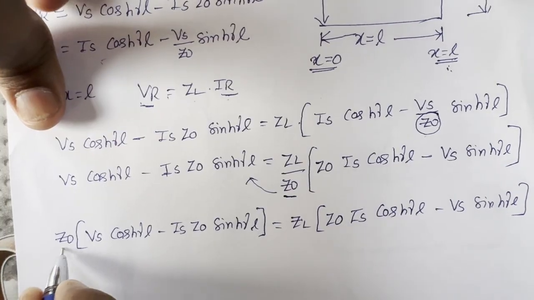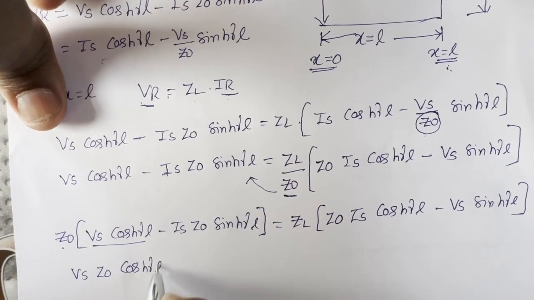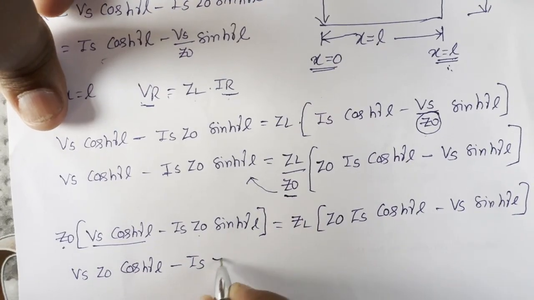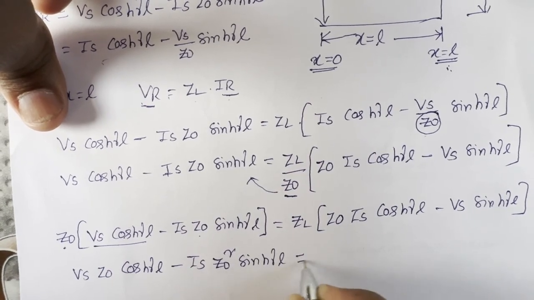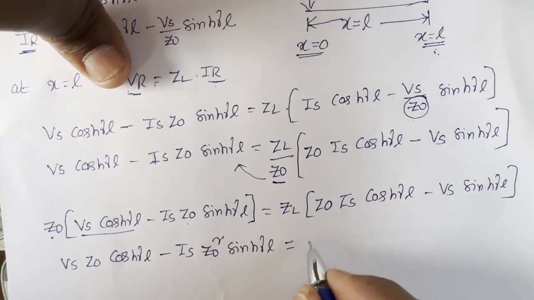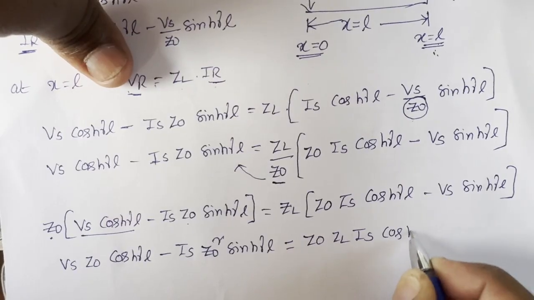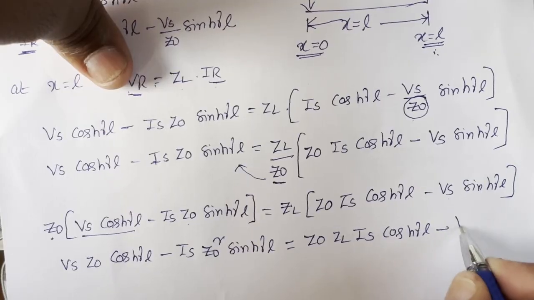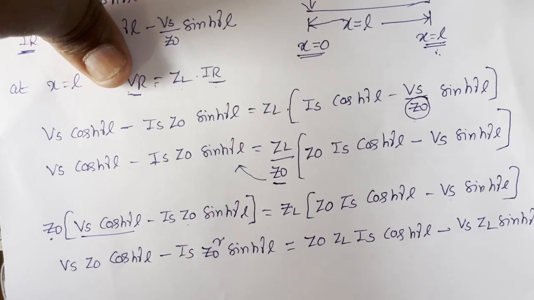So by multiplying Z naught into this term: Vs Z naught cosh γL minus Is Z naught into Z naught, Z naught square sinh γL, is equal to this one, Z naught ZL Is cosh γL minus Vs into ZL, Vs ZL sinh γL.